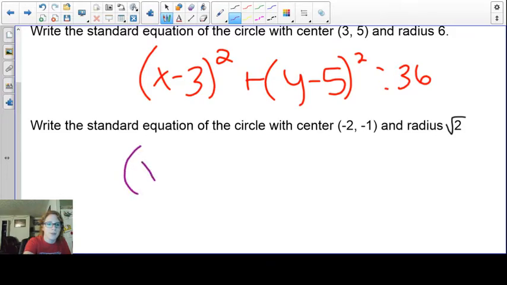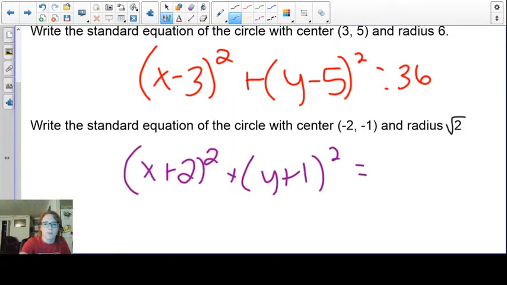This last one I have x plus 2 squared plus y plus 1 squared is equal to 2, because you have the square root of 2. When you take that squared, the squared and the square root cancel each other out. So that's how you get 2.